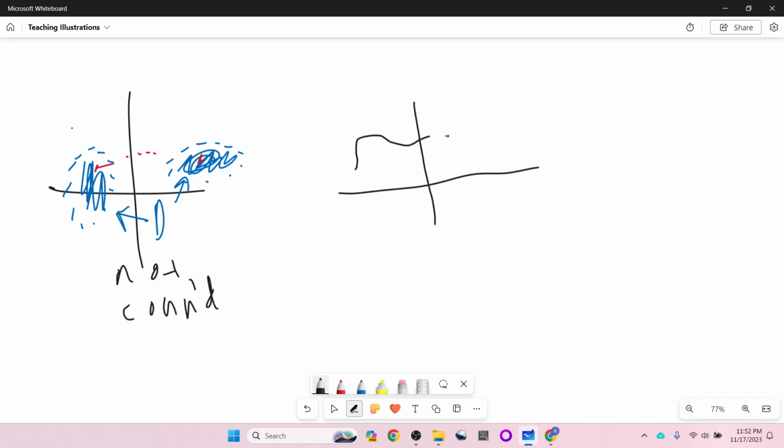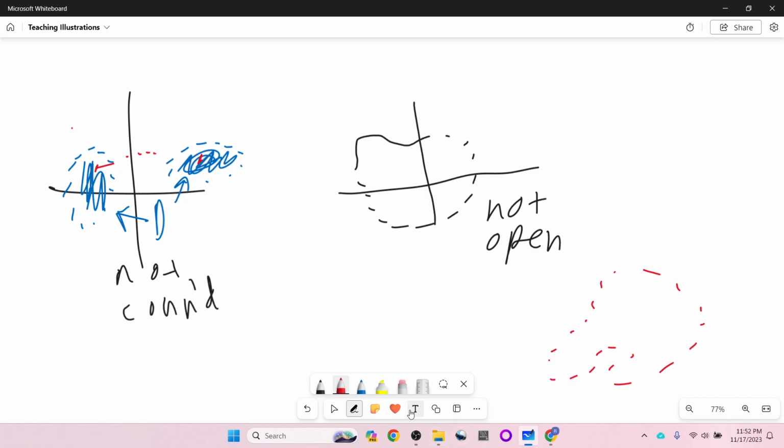Here, this is a set that's not open because it includes part of the boundary. Here's a set that is both open and connected. Any 2 points, I can't draw a straight line between them, but I can draw a path that connects them. Okay, so this is both open and connected.